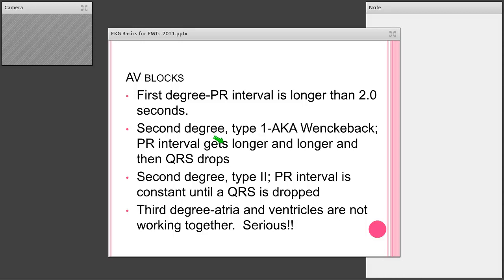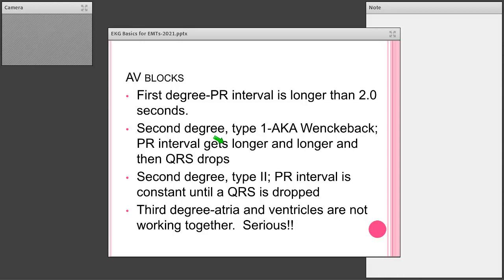Second degree type 2, the PR interval is the same until a QRS complex is dropped. So it doesn't get wider and wider like the type 1 does. And then finally, a third degree heart block is very serious. This requires immediate intervention in terms of electricity from an ALS provider.